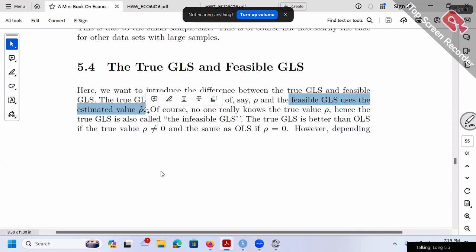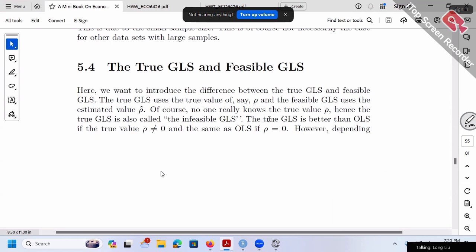In other words, true GLS only exists in theory. In practice, it's infeasible. Infeasible means we cannot do that in practice, right? Because we never know the true value of rho. So in practice, what we can do is only feasible GLS. We have to calculate the rho hat to make it feasible. So that's the terminology: true GLS and feasible GLS.